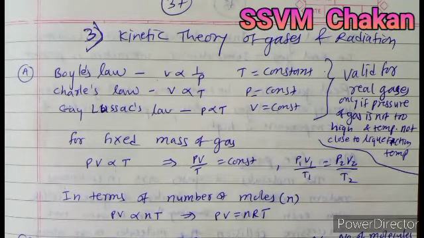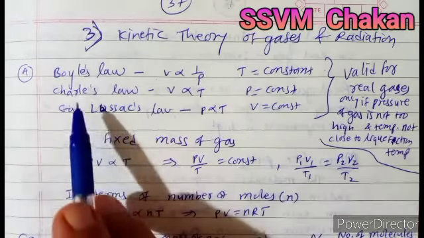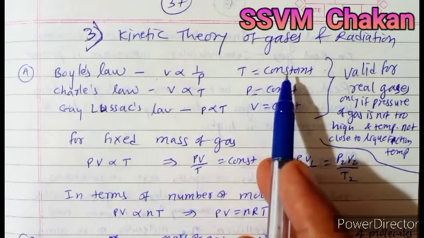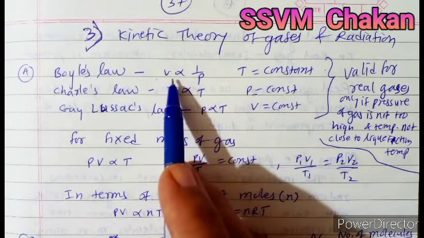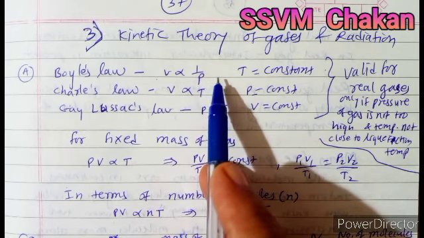We start the new lesson, kinetic theory of gas and radiation. Initially, there are three laws that you have studied in chemistry in 11th standard. The first law is Boyle's law. At a constant temperature, the volume of a gas is inversely proportional to the pressure.